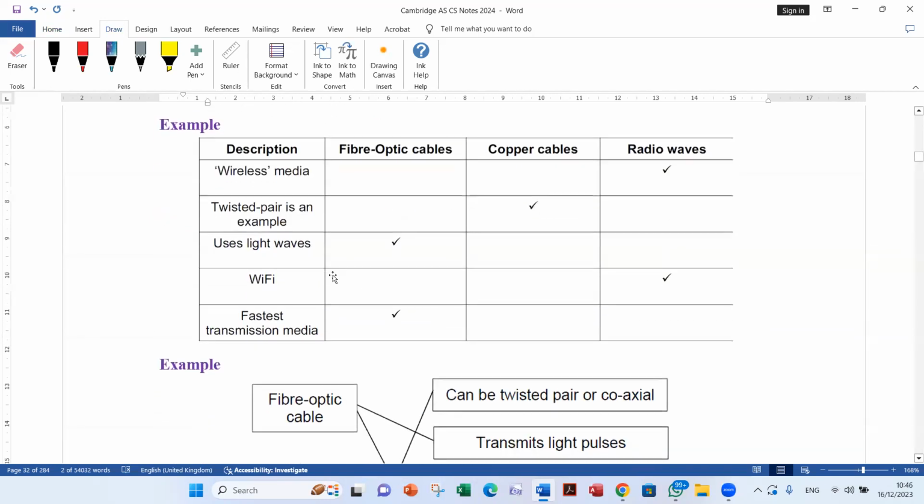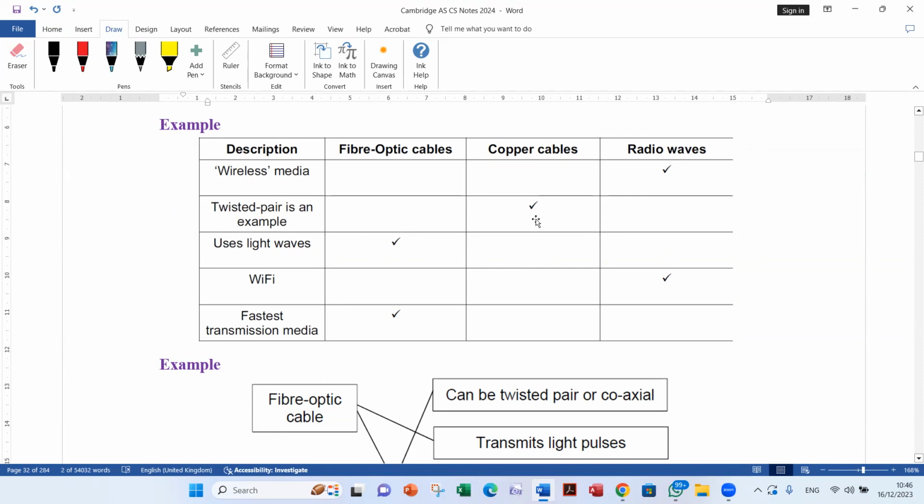Okay, and these are questions. Let us look at this. This is the most useful part of our lesson. Description: wireless media, it uses radio waves. Twisted pair is an example.